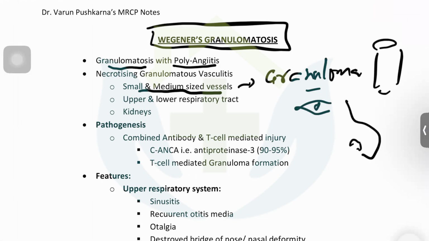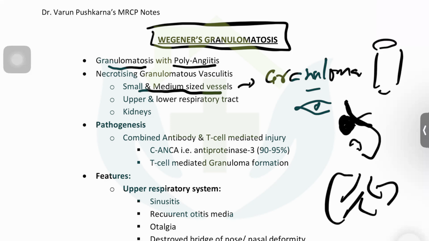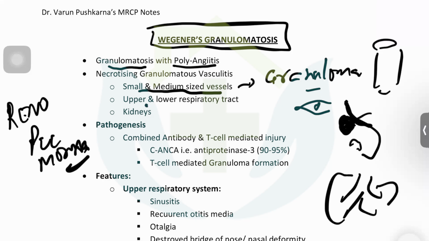The nose of the patient. So there is a saddle nose deformity. The granuloma gets deposited here and then it damages the nasal septum. And then, of course, the lungs and the kidneys. So these are one of the renopulmonary syndromes. So upper and lower respiratory tract, hemoptysis will be there, epistaxis will be there, and hematuria will be there, nephritic syndrome will be there. So kidneys will be involved.